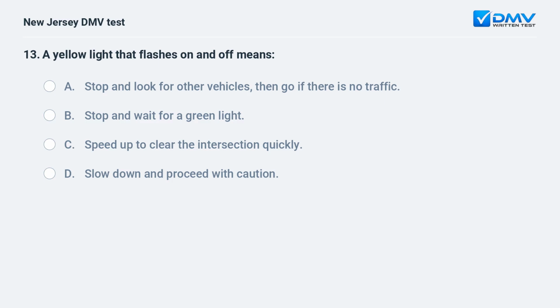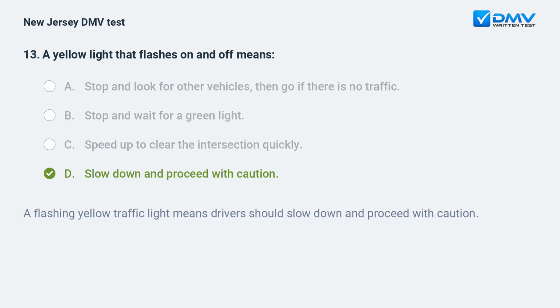A yellow light that flashes on and off means? A. Stop and look for other vehicles, then go if there is no traffic. B. Stop and wait for a green light. C. Speed up to clear the intersection quickly. D. Slow down and proceed with caution. A flashing yellow traffic light means drivers should slow down and proceed with caution.